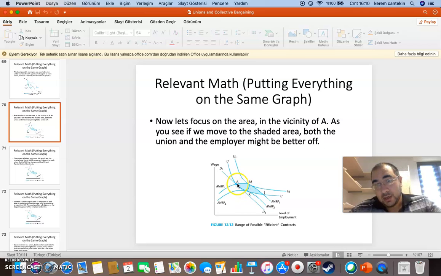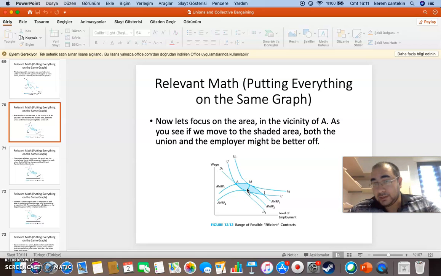we are going to the left side, right side of the U curve, above the U curve, actually the U curve of the union. We are at the same time going below the utility curve of the company, which means both company and union can be better off. It is possible because we are increasing employment above the most efficient point.